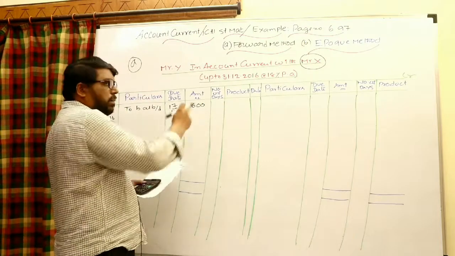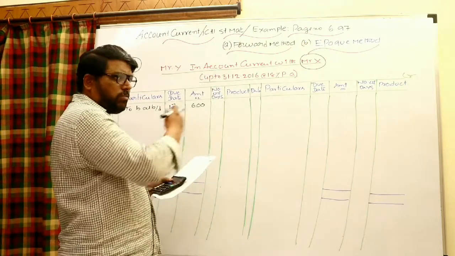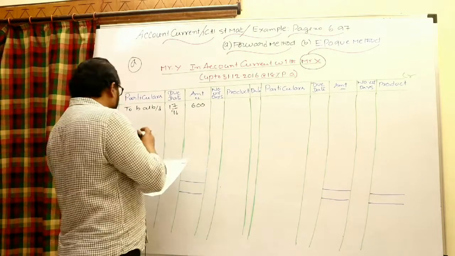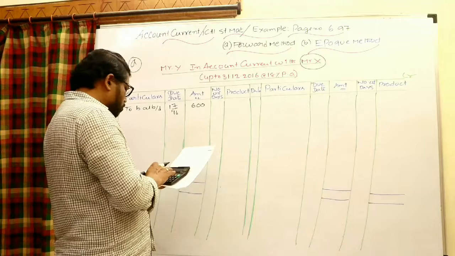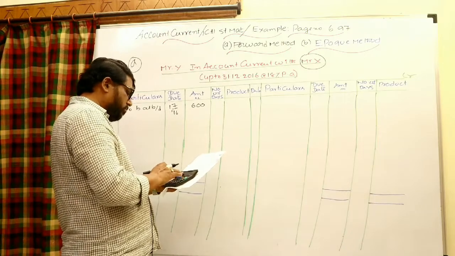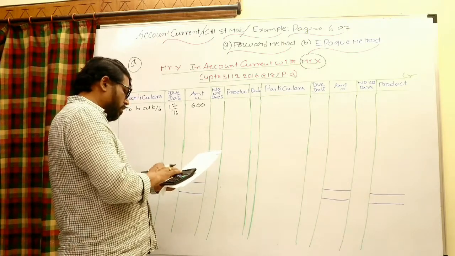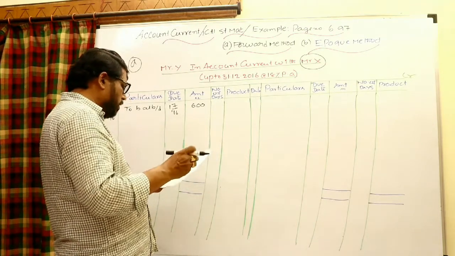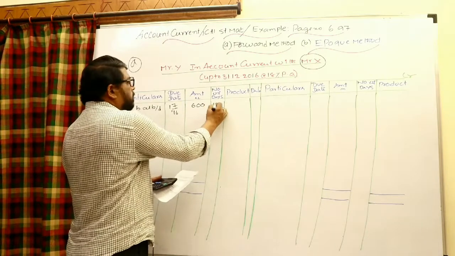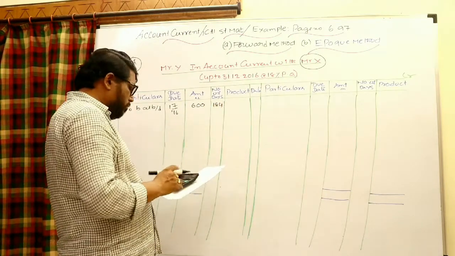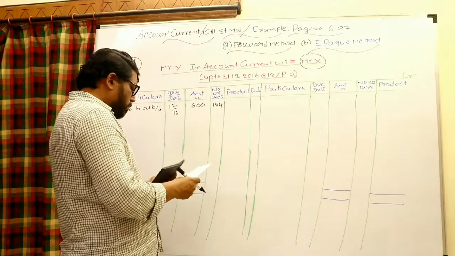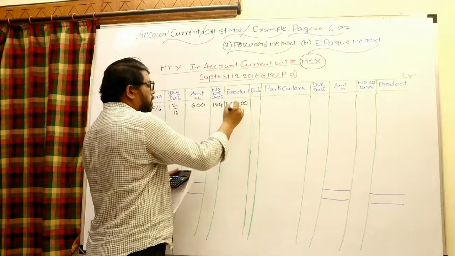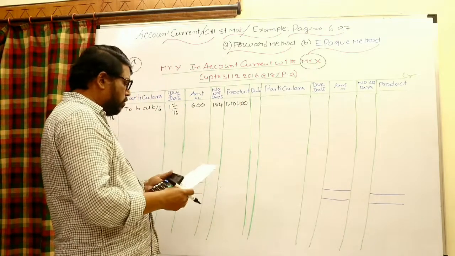Let us calculate the number of days from this date to the settlement date, forward method, normally. But because it is an opening balance, that day also should be considered. In July 31 days are there. August, September, October, November, December. Looking at the total number of days, it is 184 days. Multiply 184 into 600 to get the product 1,10,400. Go to the next transaction.